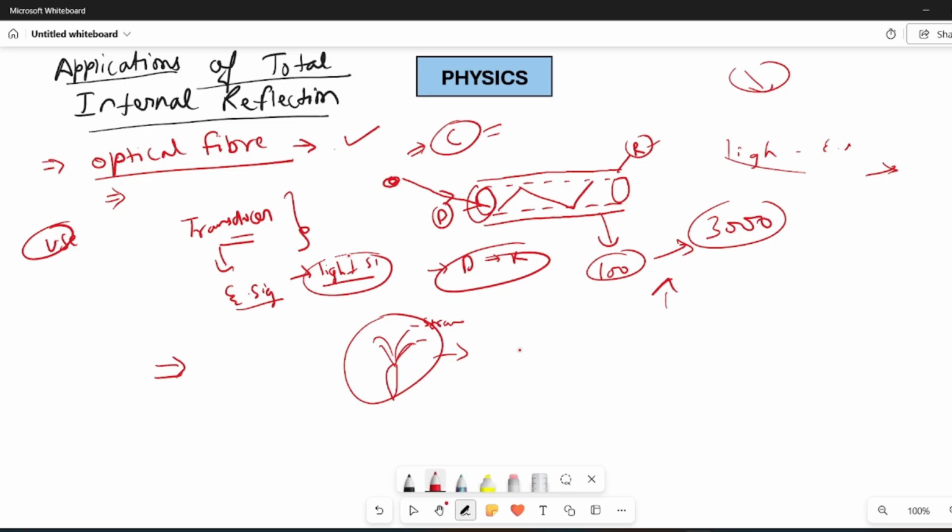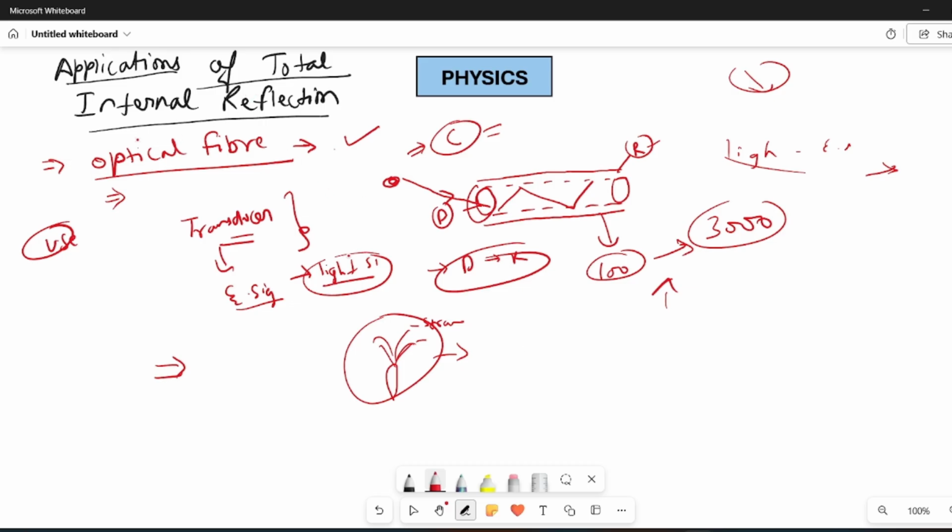With this, we have covered the entire topic of total internal reflection. In exams, the question can be asked either for you to derive the equation, or multiple questions can be asked for you to write down a little information on the applications of total internal reflection. Now we have explained pretty much everything.